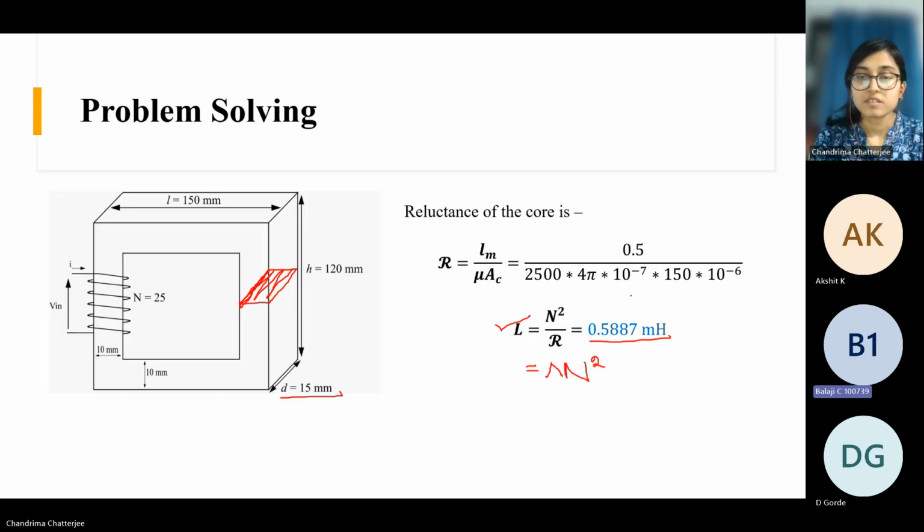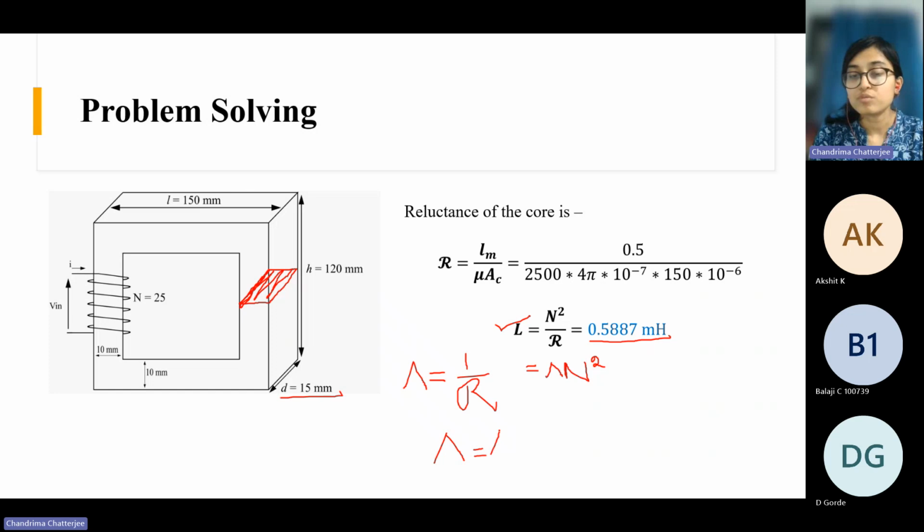The one which you have, permeance and N squared. This is also the L value, right? Permeance is 1 by reluctance. I showed permeance when I was discussing the magnetics part. So permeance is 1 by reluctance, and permeance is equal to mu A by Lm. If you take the reciprocal, you will get the reluctance.